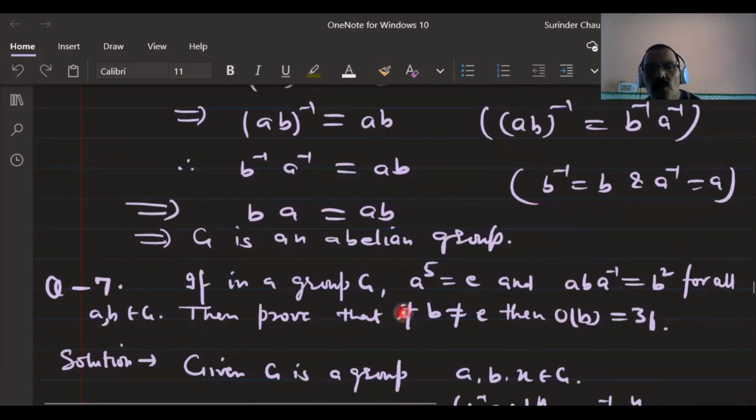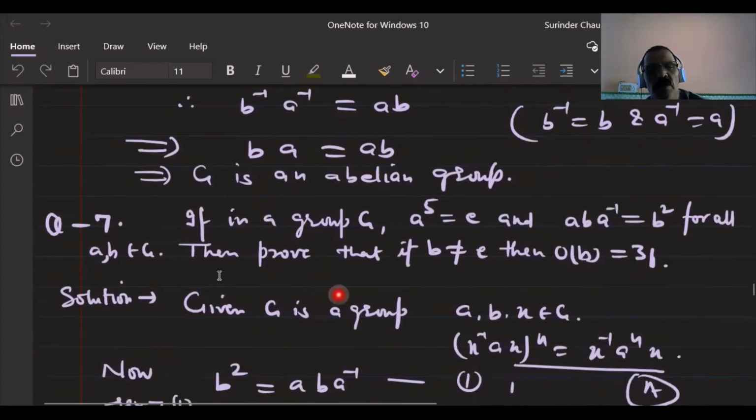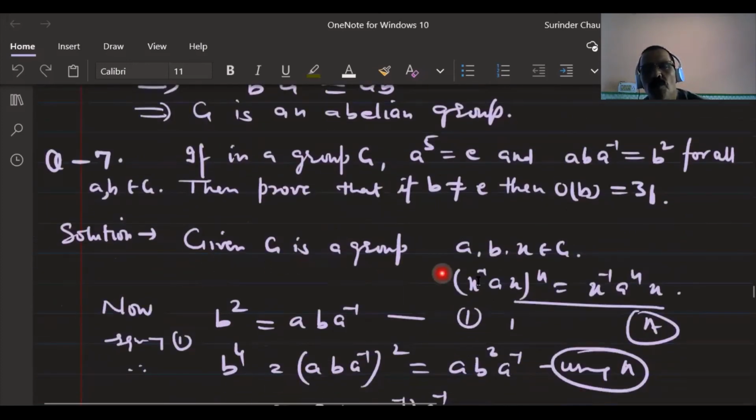If in a group G, A raised to 5 is equal to E and A B inverse is equal to B inverse A squared for all A belonging to G, then prove that if B is not equal to E, then order of B is equal to 31. Given G is a group, if A, X belong to G, therefore X inverse A X is raised to the N.